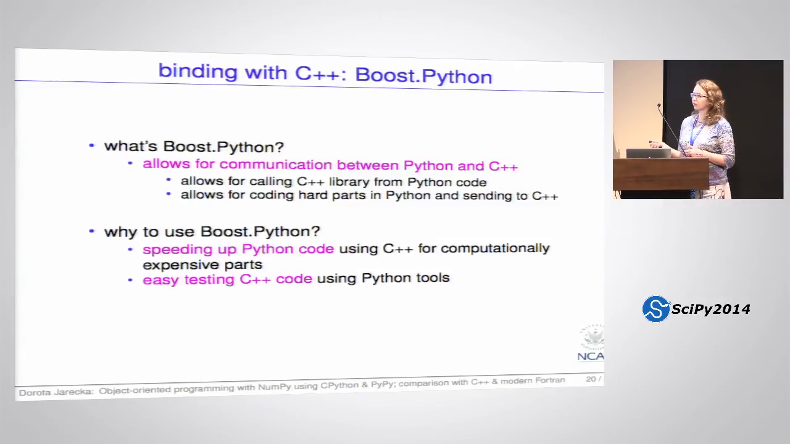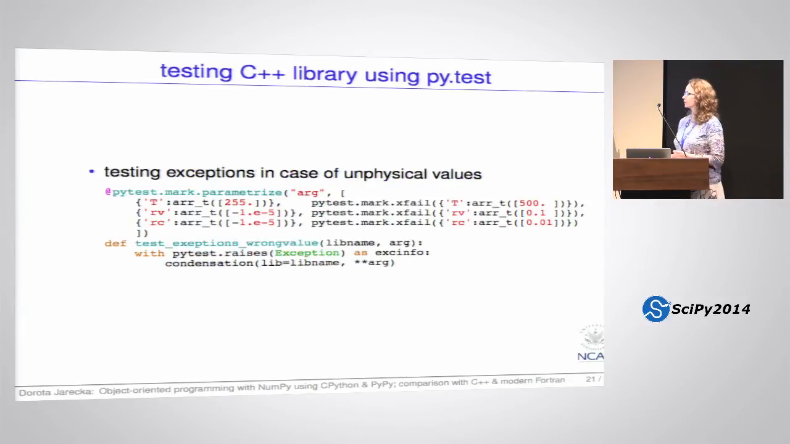For our case, the most important thing is that it can speed up the Python code by calling computationally expensive parts from C++. Another thing is that for a C++ library, Python offers very nice tools, for example, for testing. That's basically what we're doing now. I just started this work: the first part is that I took this C++ library and am trying to test it, to check if it does what it should do.